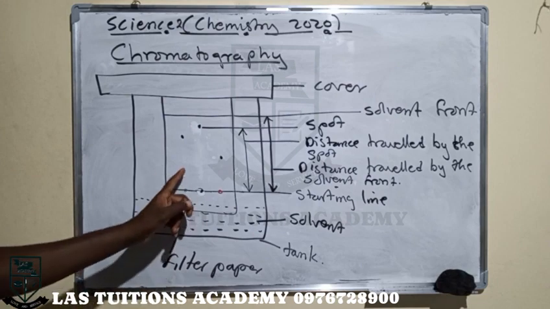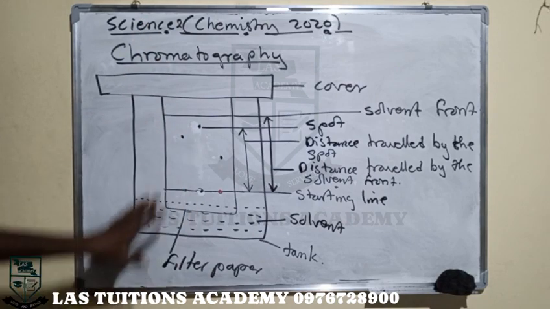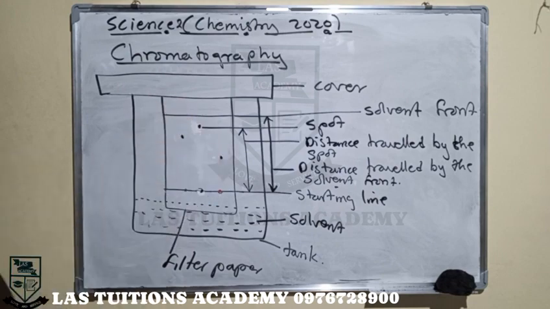This one also rises until it reaches where it cannot go any further. There will be a spot there. So this is what will be recorded on the paper that you are using there, the filter paper. So this is what we have in a nutshell.